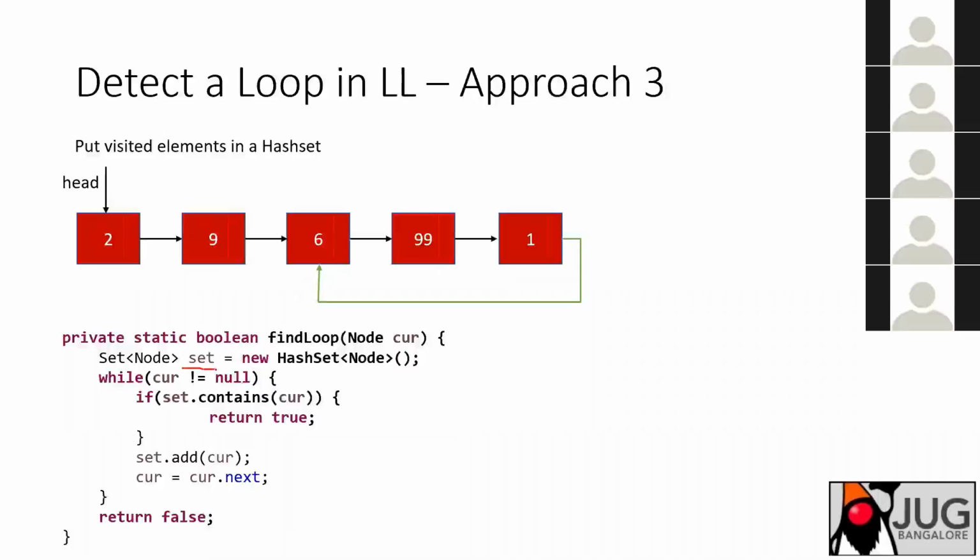You take a hash set, and first check whether it contains the current node, while current is not equal to None. So I'm iterating through the complete list. You just keep adding into this hash set and iterate to the next element. Once you come back to 6 from 2, this condition will be true, and then it returns true. This is how you can do it in simple words.